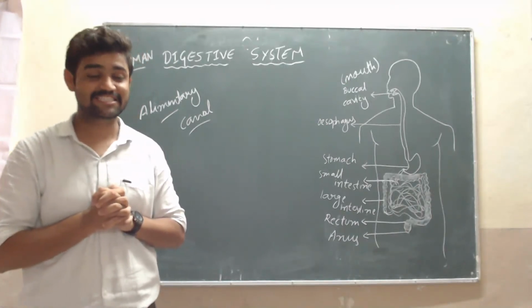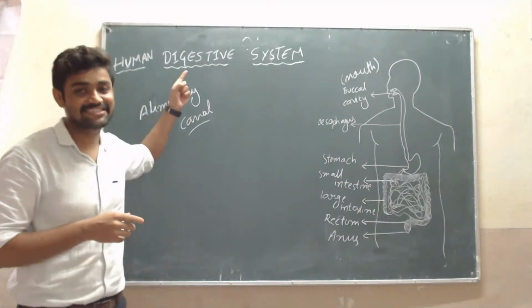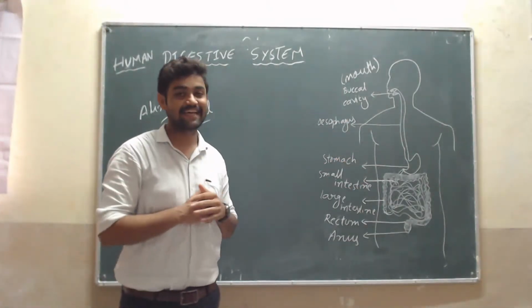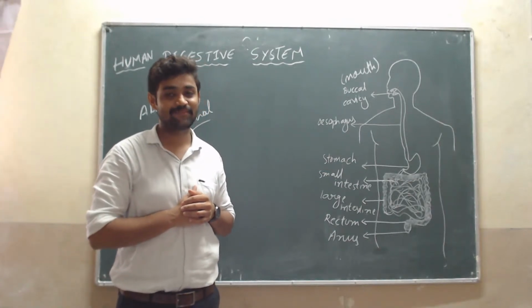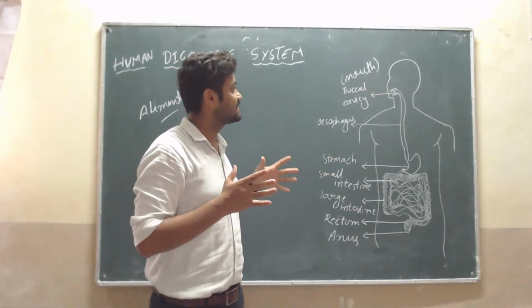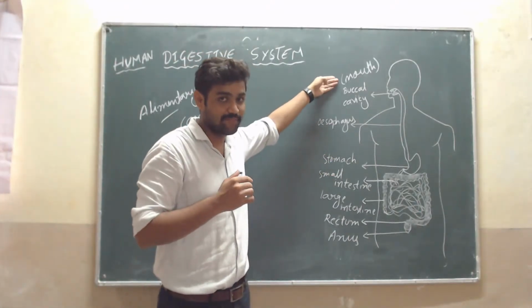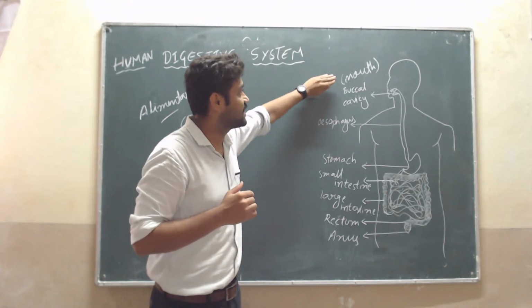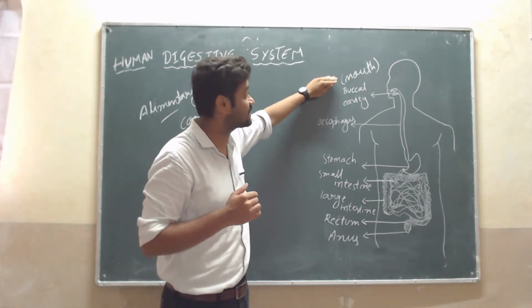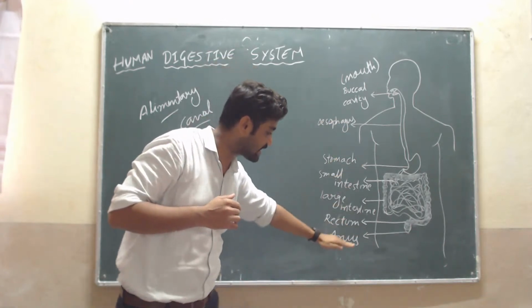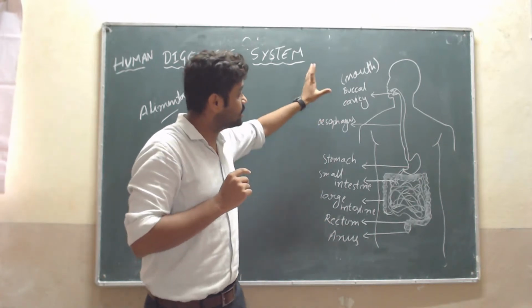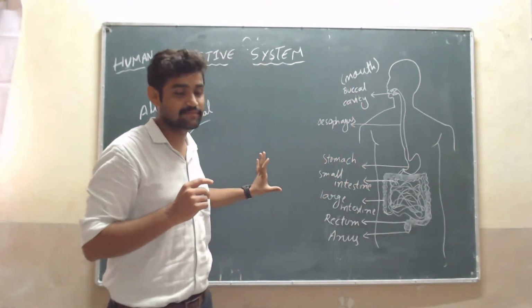In this video, I will explain to you about the human digestive system. This is the diagram for the human digestive system. Human digestion starts at the mouth. Simply, I will explain: human digestion begins at the mouth and ends with the anus. And it includes many organs.